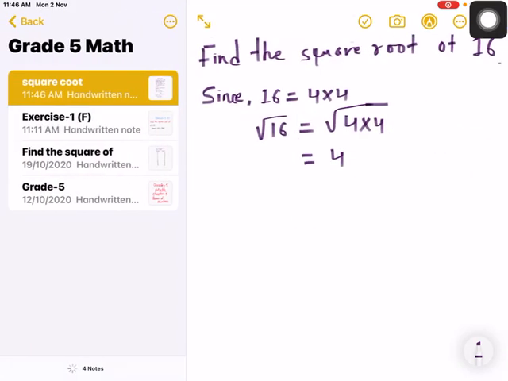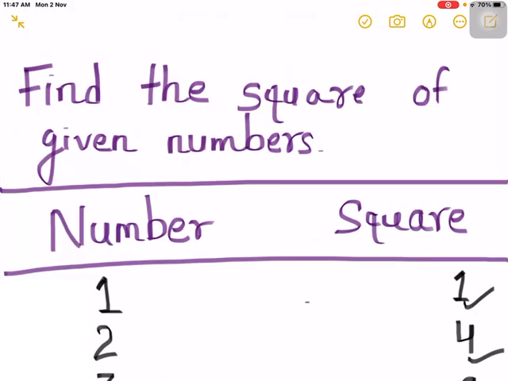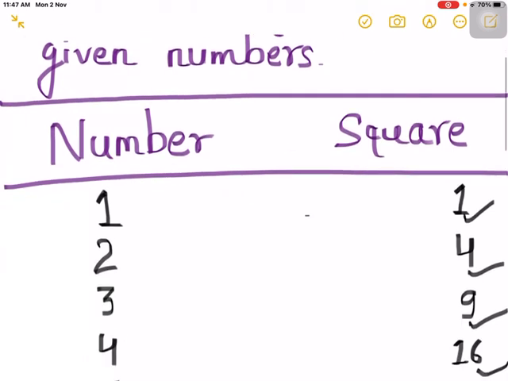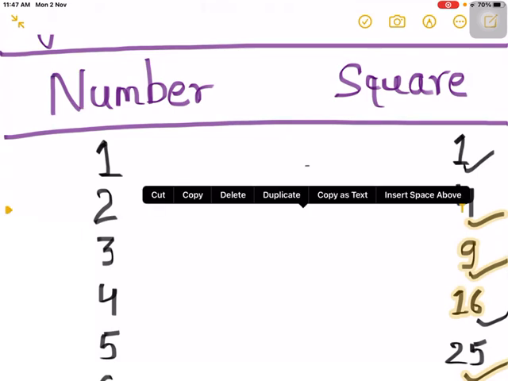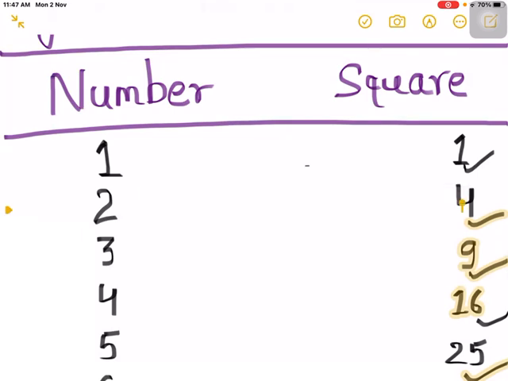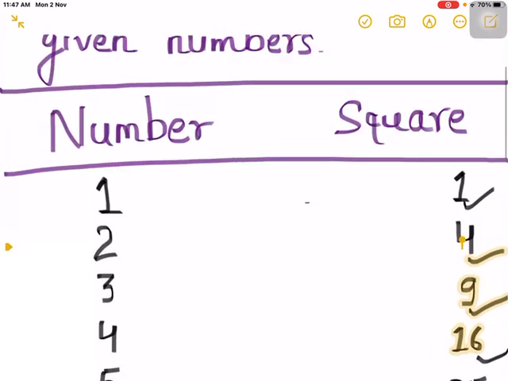And I told you in our previous class that when we find the square of a number, it will help us to find the square root in our coming classes, isn't it? Just now we have found the square root of 9, which is 3. The square root of 16 is 4. Similarly, the square root of 25 is 5. We can find it in this way. The square root of 36 will be 6.